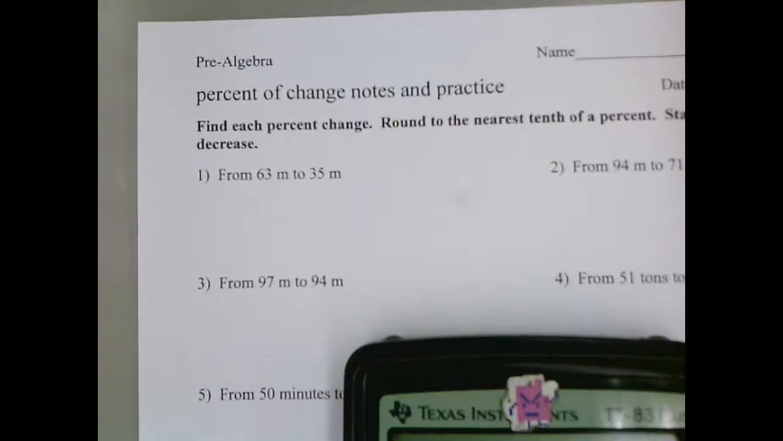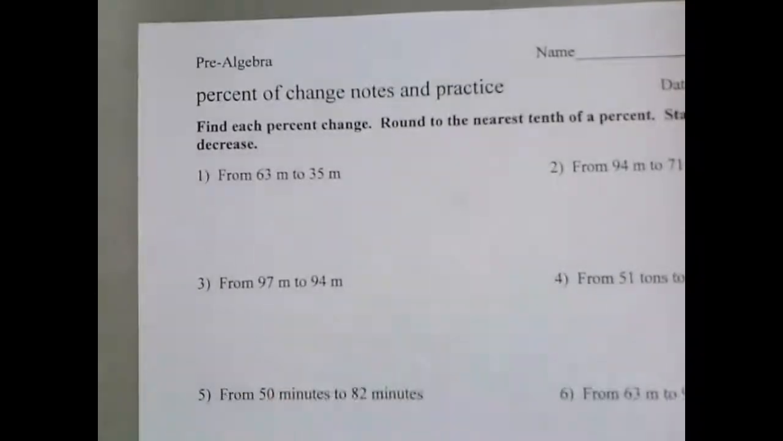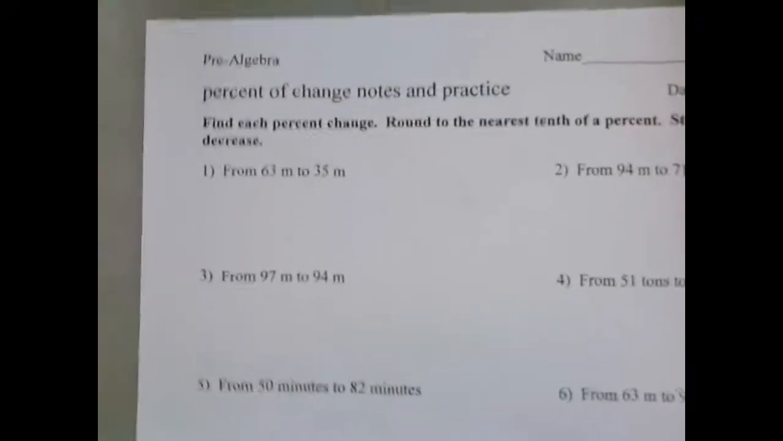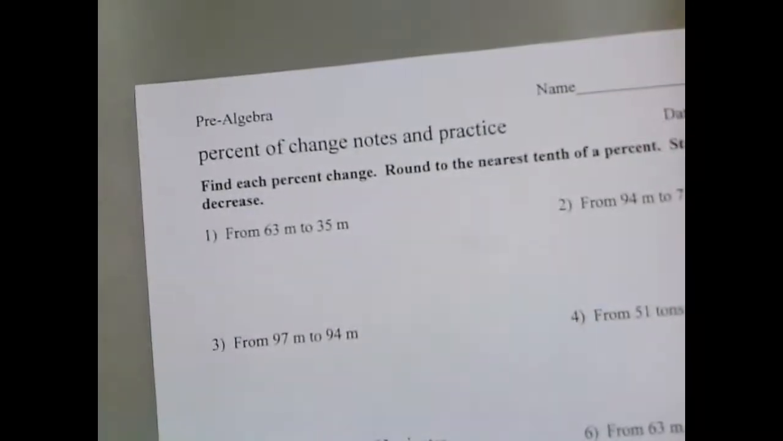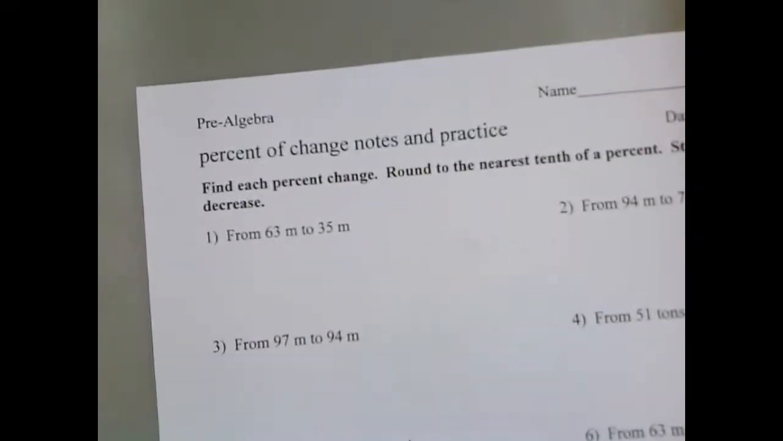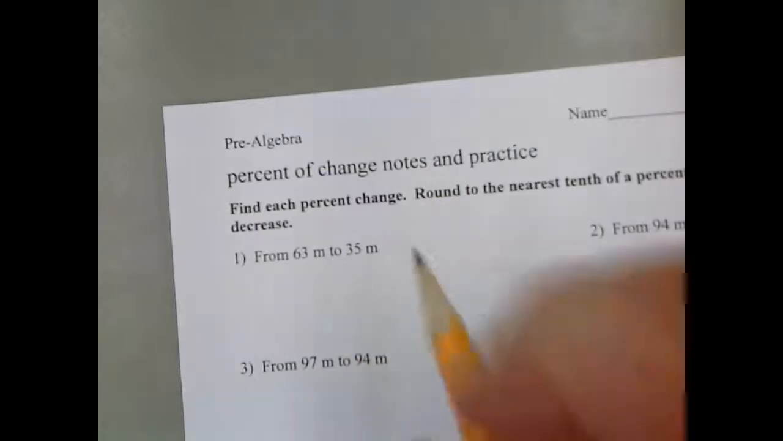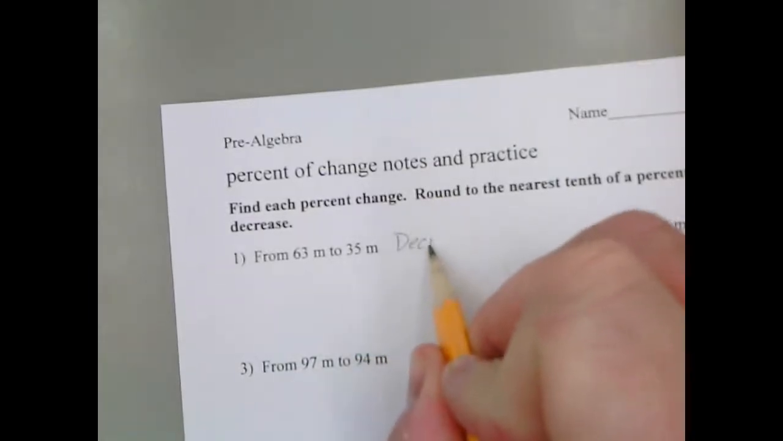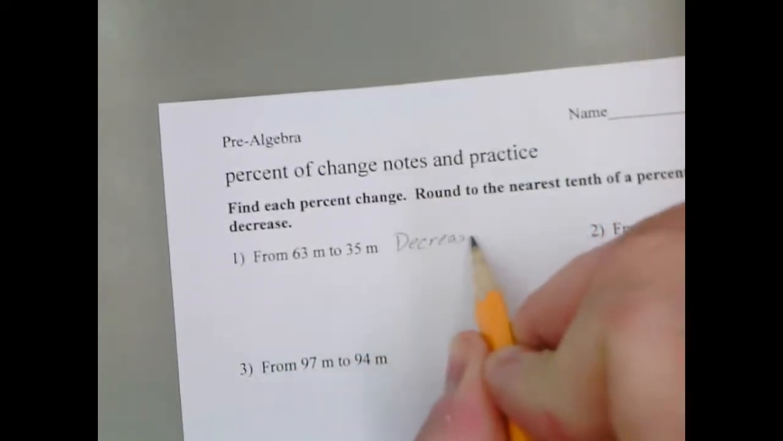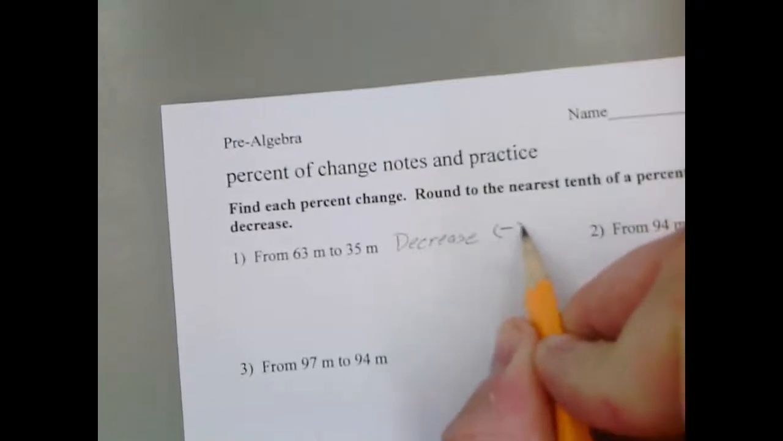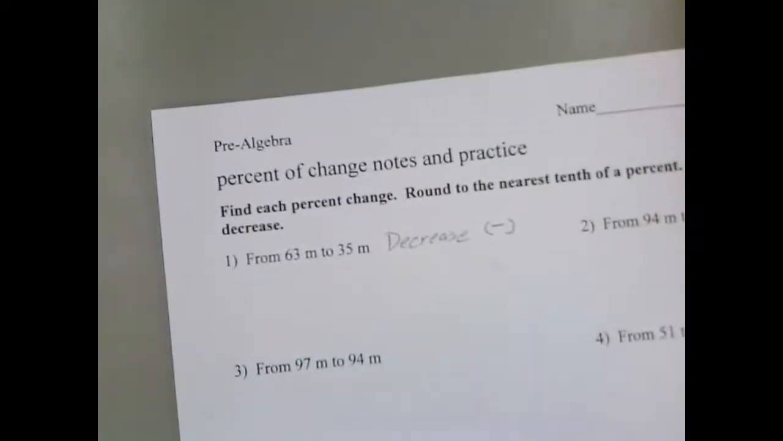So what you want to do first is figure out, is your value increasing or decreasing? If it's increasing, it'll have a positive answer, a positive percent of change, and if it's decreasing, it'll have a negative percent of change. So this one's saying from 63 meters to 35 meters. So you start at 63 and you went to 35, so you know you are decreasing. When you're decreasing, you're going to have a negative answer. So you're going to have to interpret that at the end.